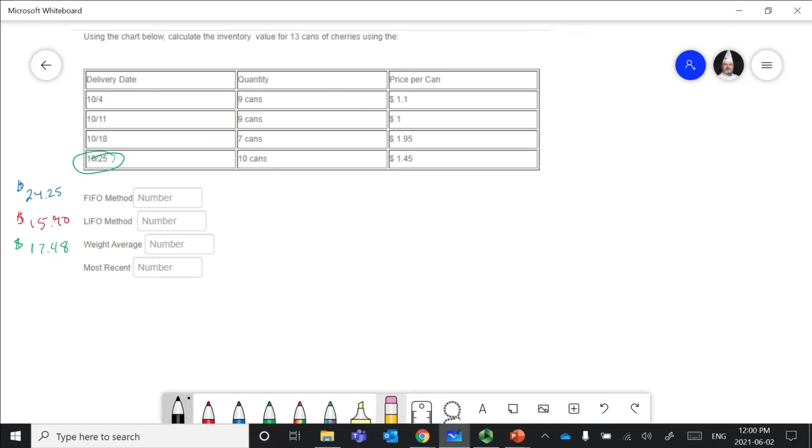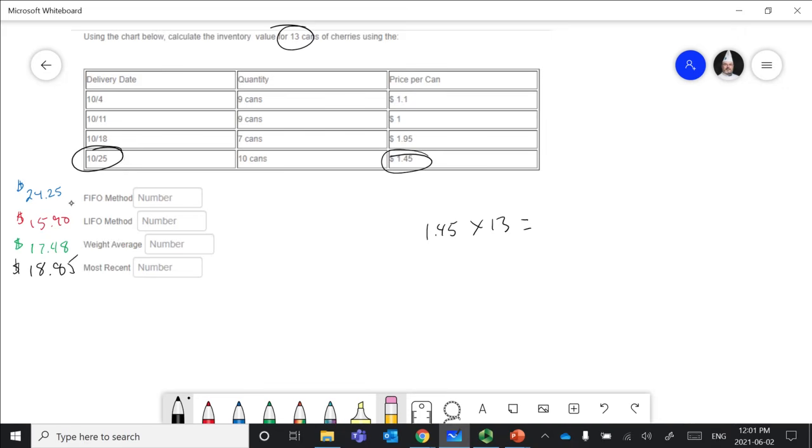Let's go to a different color pen. Most recent date is October 25th. What did we buy? 10 cans at $1.45. So what was our price? $1.45. We had 13 cans in our inventory. So most recent is $1.45 times 13 cans, which will give us $18.85.